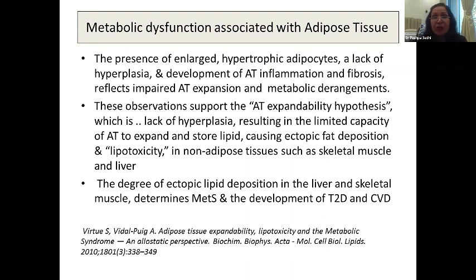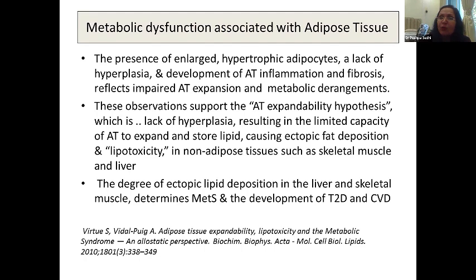So the presence of enlarged hypertrophic adipocytes, a lack of hyperplasia, and development of adipose tissue inflammation and fibrosis reflects impaired adipose tissue expansion and metabolic derangement. So when hypertrophy takes place, it can lead to metabolic derangement, whereas hyperplasia is supposed to be healthy. These observations support the adipose tissue expandability hypothesis, which is that lack of hyperplasia results in the limited capacity of the adipose tissue to expand and store lipid, causing ectopic fat deposition and lipotoxicity in non-adipose tissue structures like skeletal muscle and liver. This happens when the cells hypertrophy and do not have hyperplasia.